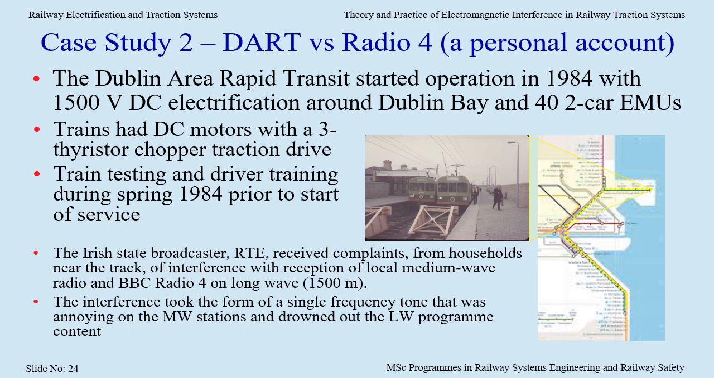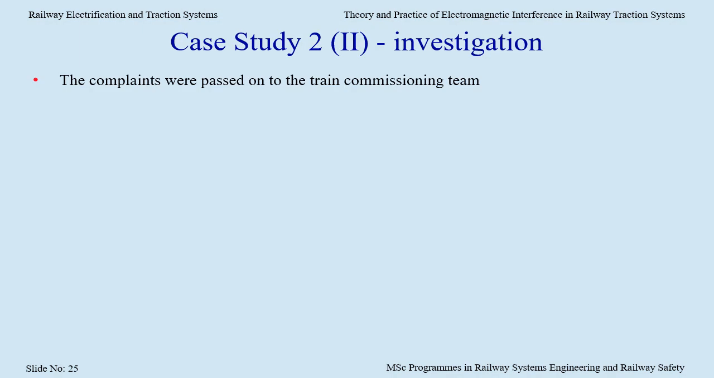Shortly after testing started, the Irish state broadcasters received complaints from people living near the track that their radio reception was being interfered with, both on local medium wave stations and also BBC Radio 4 on long wave. The interference took the form of a single frequency tone that was annoying on the medium wave stations and completely drowned out the long wave program content.